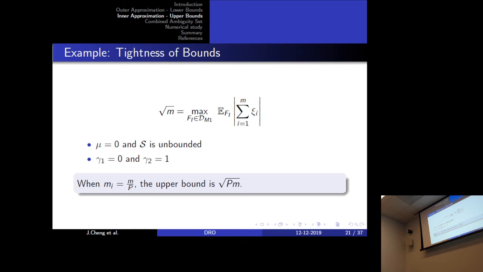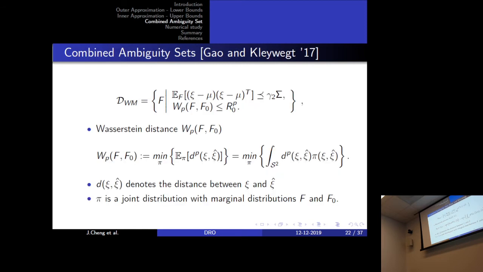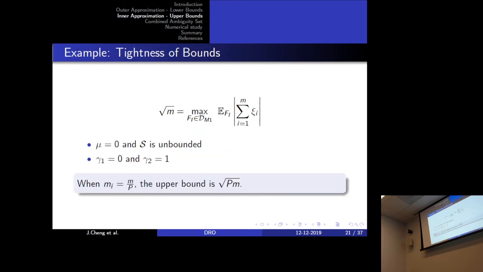Okay, if we consider P partitions, the optimal value becomes square root of P times m. That means the bound is achievable. That's the worst case. Think about it, right? But later we show that the bound, most of the time, is not achievable. You can test it. So right now, we answer the second question before we propose.